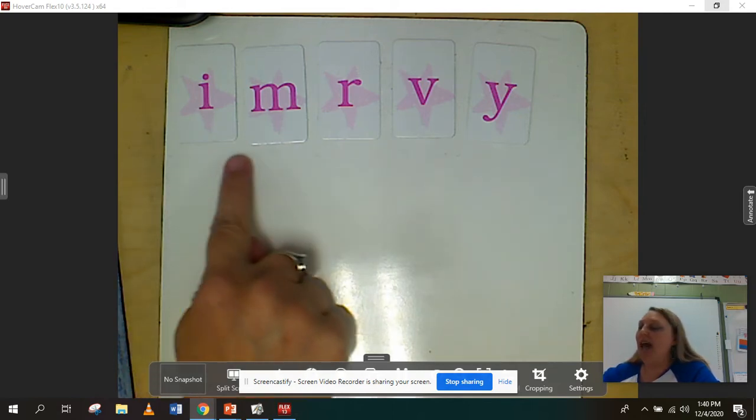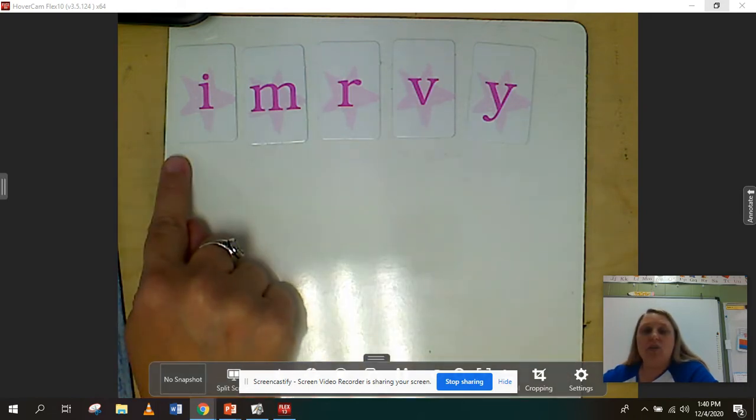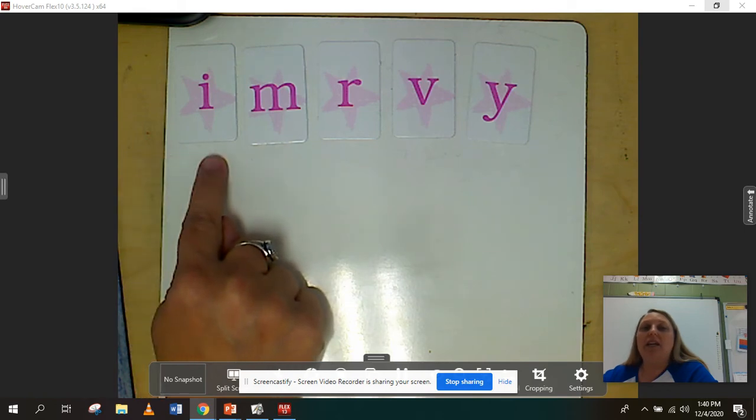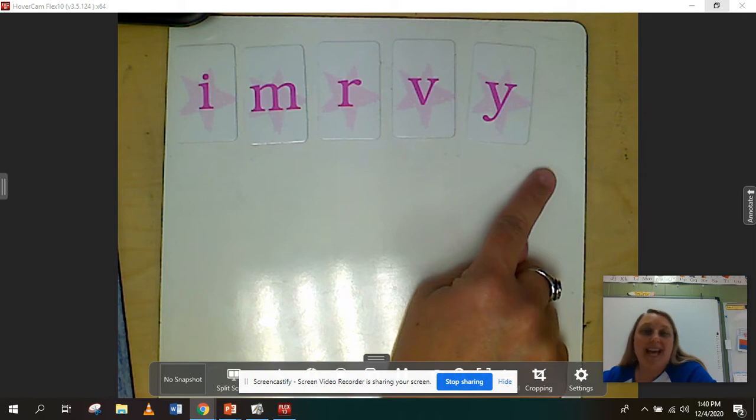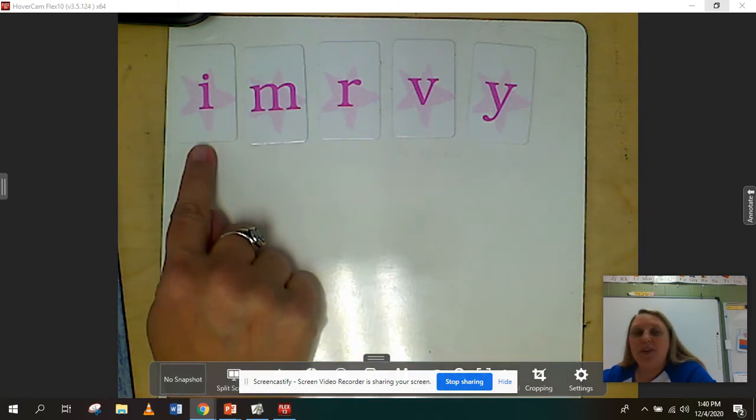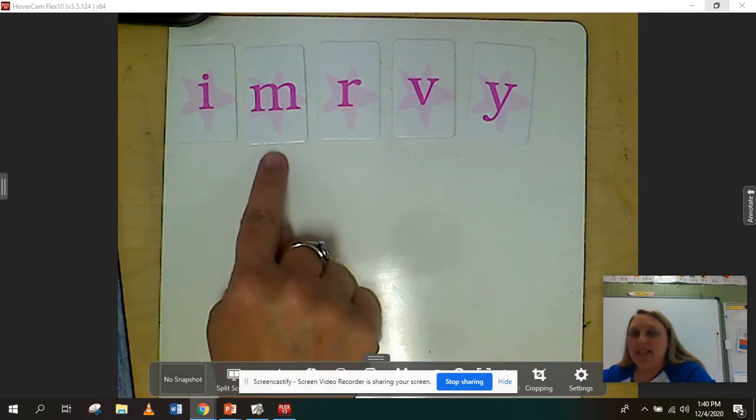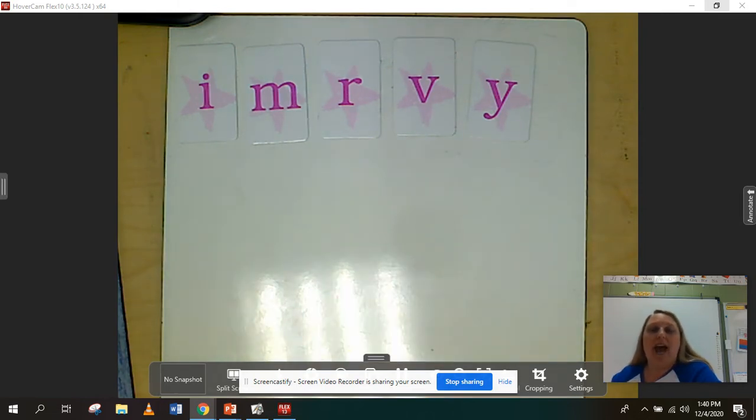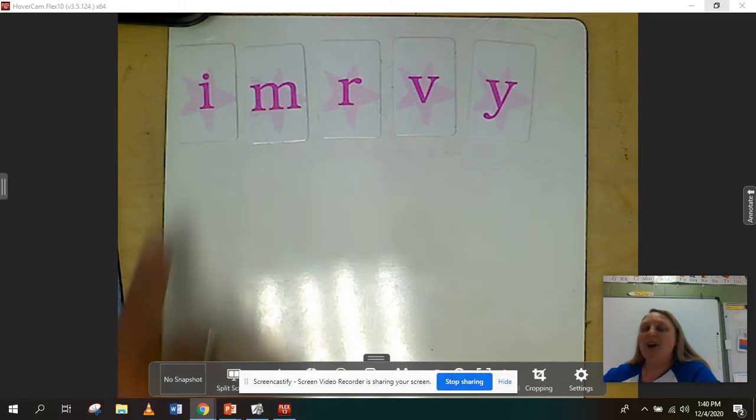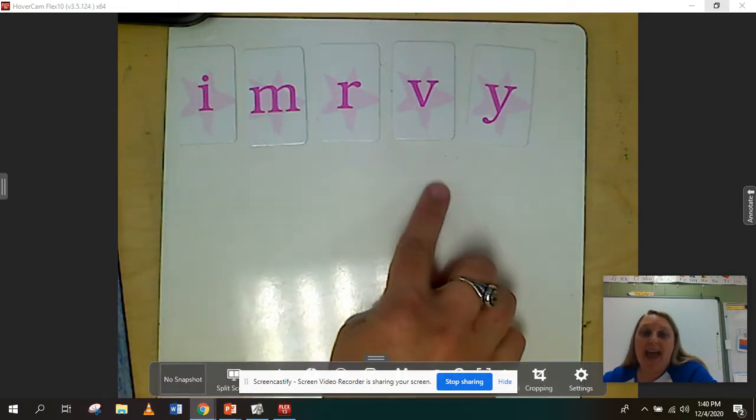Now we call this alphabetical order, and some people shorten it and say ABC order. These are in the order of the alphabet, of the ABCs. They are missing some letters because we don't have all 26 letters. But this would be the first one in the alphabet out of all of these. This would be the second one out of these, and then the third, the fourth, and the fifth. We're only going to put in alphabetical order the ones that we have.